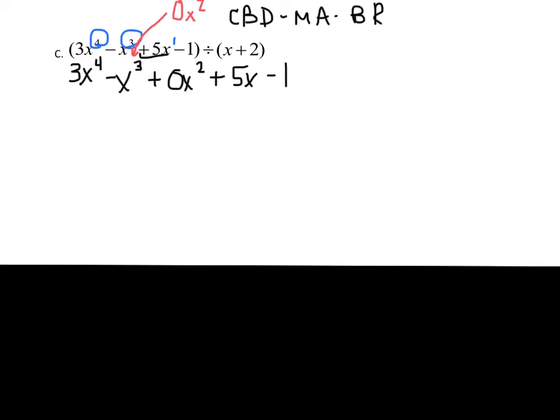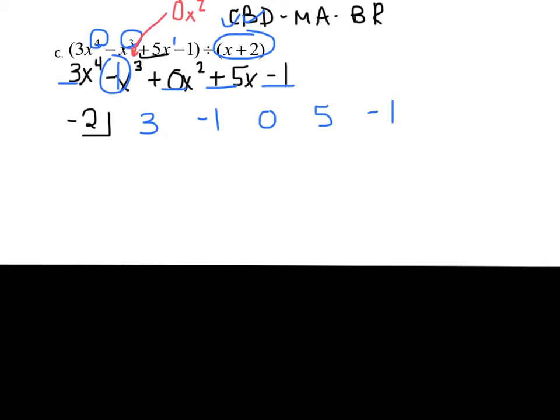So let's go ahead and take those coefficients. We'll take the 3, the negative 1, the 0, the positive 5, and the negative 1. So we've taken care of the coefficients. Now we need to put a box around this when it's set equal to 0. So if it's x plus 2, inside the box we'll have negative 2. Next we'll drop down that first number, so the 3 falls down, and we start multiplying and adding.